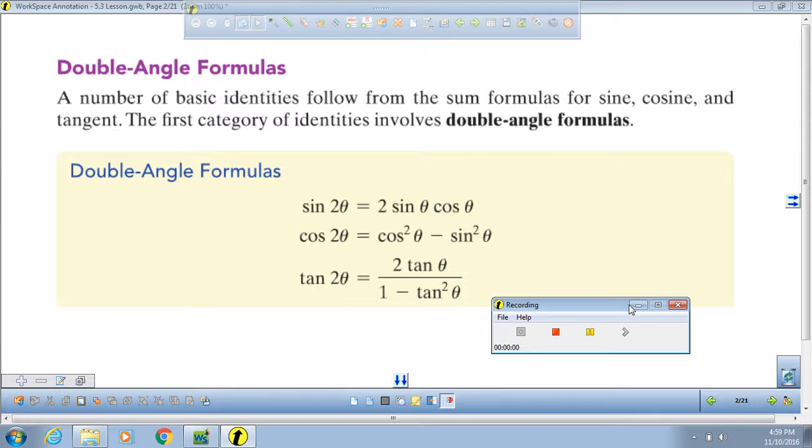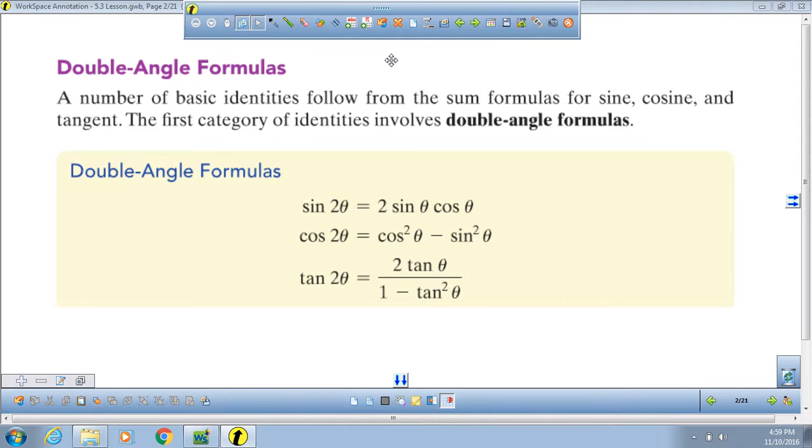Good afternoon, students. We were working the last time on the double angle formulas for sine, cosine, and tangent. In class, I showed you how you can come up with each one of these formulas by using the general formulas for the sum of sine, cosine, and tangent: sine of alpha plus beta, cosine of alpha plus beta, tangent of alpha plus beta. That's the last thing I showed you in class.